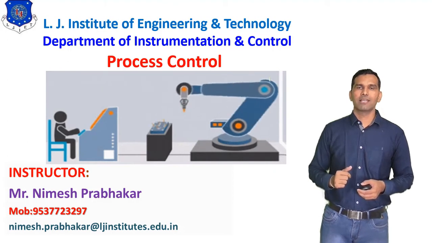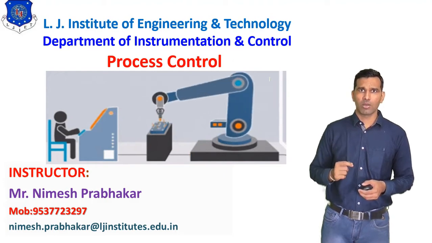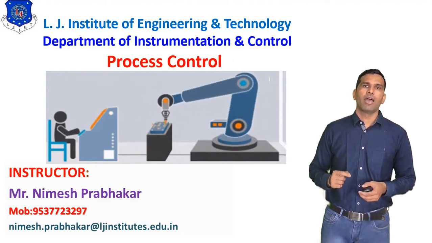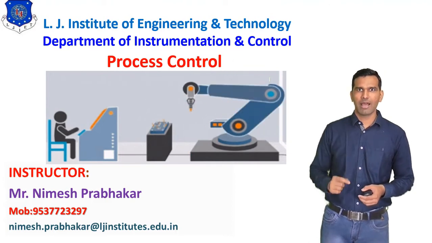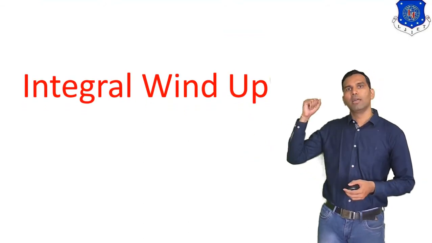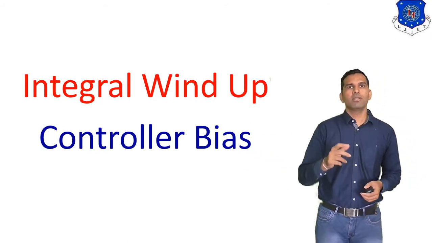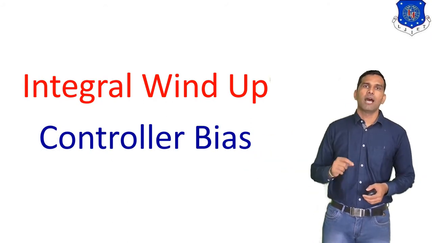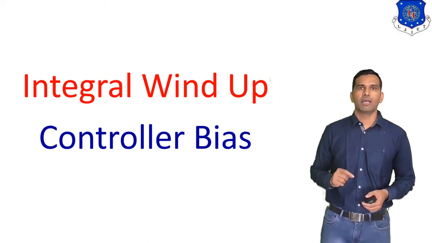In my previous lecture, I discussed the position and velocity algorithm in terms of the controller, and then we discussed bumpless transfer. Now, in this lecture, we first discuss integral windup, then we discuss the controller bias. So here we discuss two topics. Now we start the first topic, integral windup.